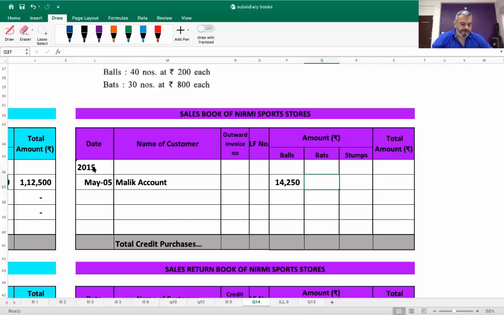Then bats 30 into 1000. So 30,000 minus 5%, so 28,500. And stumps 10 into 500 per pair. So 5,000 minus 5%, 4,750. Do the totals. 47,500.